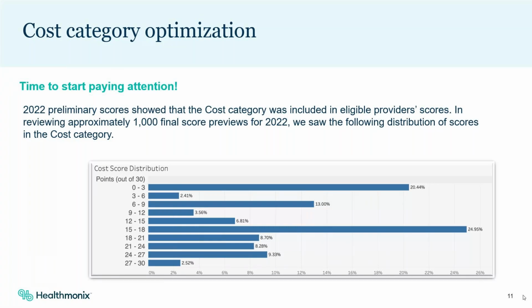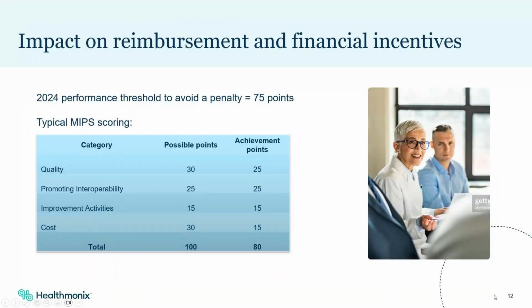So we really want to look at how do we impact that? How do we move that up? Because you're losing those points on your overall score. The cost category is spread out from 0 points to 30 points. CMS really is trying to make it so that across the board, it's hard to get up to that 30 points. Let's look at the next slide, and I think I've shown an example there.